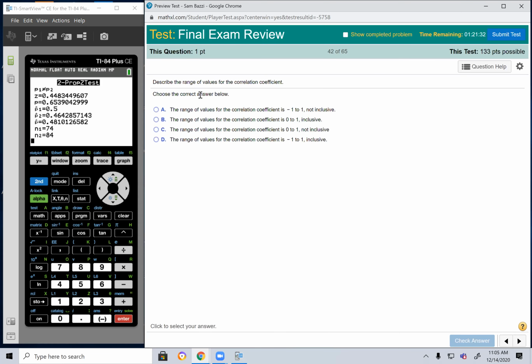All right, so now we're in chapter 9, correlation and regression. Describe the range of values for the correlation coefficient. The range of values of the correlation coefficient is from -1 to 1 inclusive. Your correlation coefficient between two variables can be as low as -1, perfect negative correlation, or as high as 1, perfect positive correlation between X and Y.